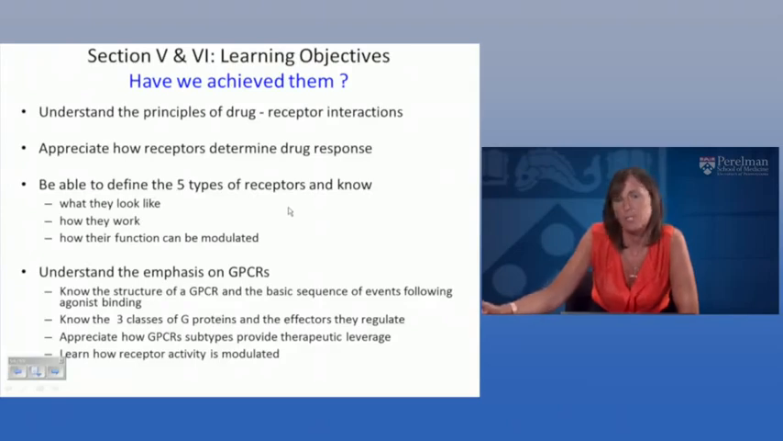Appreciate how the subtypes, and we use the examples of histamine subtypes 1, 2, and 3, adrenergic receptors beta 1 and beta 2, provide therapeutic leverage and this opportunity to learn from the normal physiology to create pharmacology. Understand the concept of physiologic antagonism. That's a really important one, how we can use the coexistence of receptor subtypes on the same cell to bring about a therapeutic response. And then finally, as I said previously, learn how receptor activity is modulated through downregulation and desensitization.